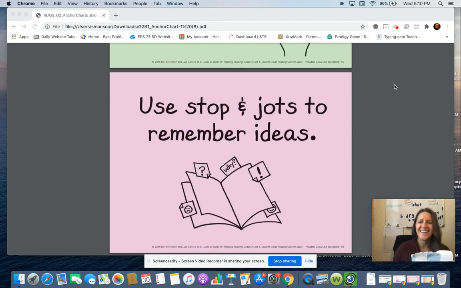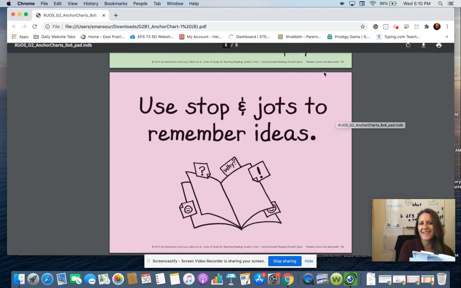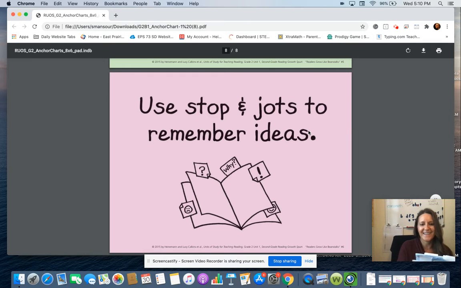Hi, readers. Today we're going to talk about another strategy to help you make sure that you're really remembering what it is that you're reading. And we're going to be talking about using stop and jots to remember ideas.